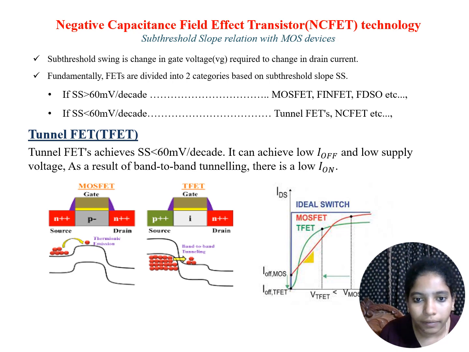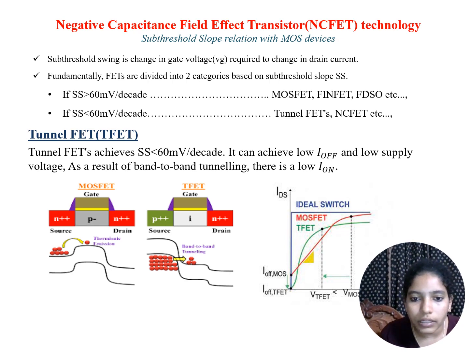Coming to the tunnel MOSFET, it indicates the MOSFET characteristic. A MOSFET has a high off current as well as a low on current. And coming to TFET, it has a low off current and a little bit of on current. The threshold voltage of MOSFET is high compared to the threshold voltage of TFET. The TFET will achieve 60 millivolts per decade.